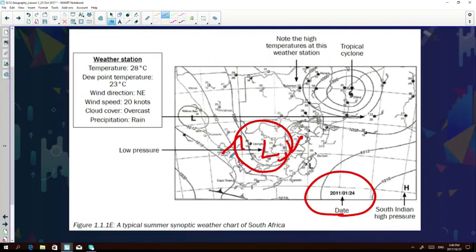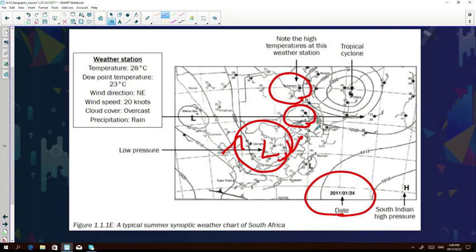Another tip to give you, that's a straight giveaway. Look at the air temperatures of your weather station models. Look at this city of Zimbabwe, Bulawayo, a maximum temperature of 20 degrees. Unfortunately, our synoptic chart is a bit unclear over here, but if we look at the Limpopo province, you can see that the maximum temperature over there is 28 degrees Celsius.